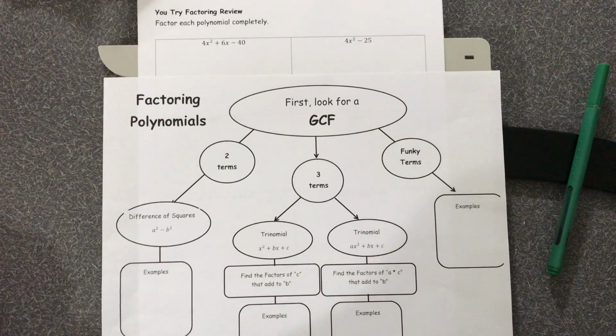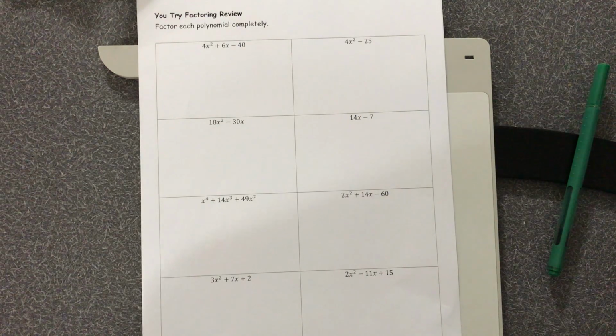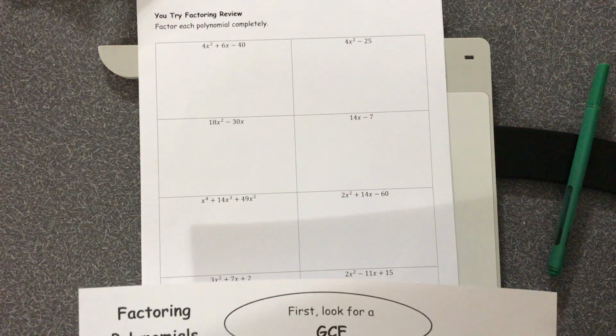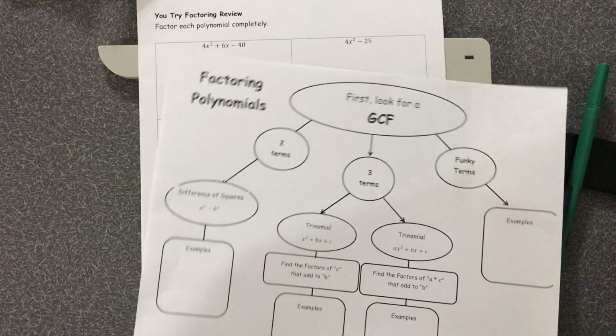Now we're going to look at some examples, and in these examples, we don't know which type of factoring polynomial it is. They're all mixed in together. You can see here I've got 8 that are mixed together. We're going to use our flowchart and figure out which branch we have to follow to let us know which part of the foldable we're going to look at.